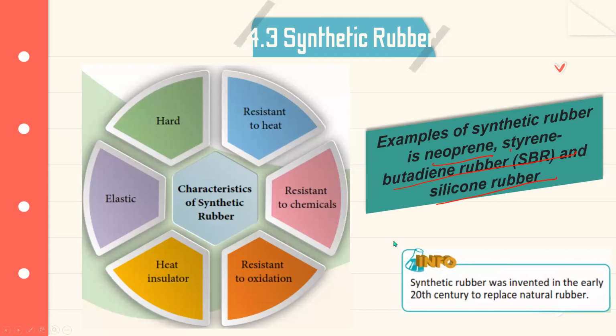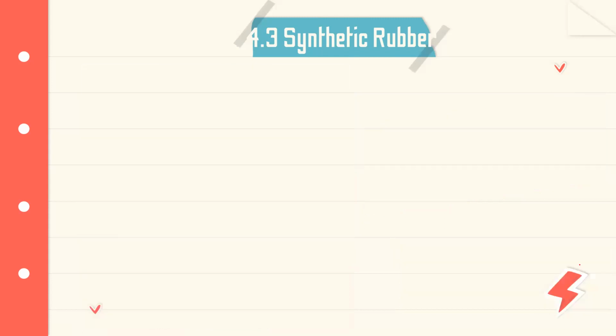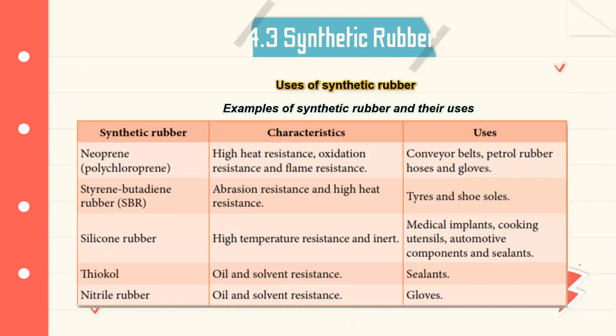Synthetic rubber was first invented in the 20th century to replace natural rubber. As I said, we don't want natural rubber to be completely used up. That's why we came up with synthetic rubber. This one is very important. It came out before. So you need to at least know a few examples.